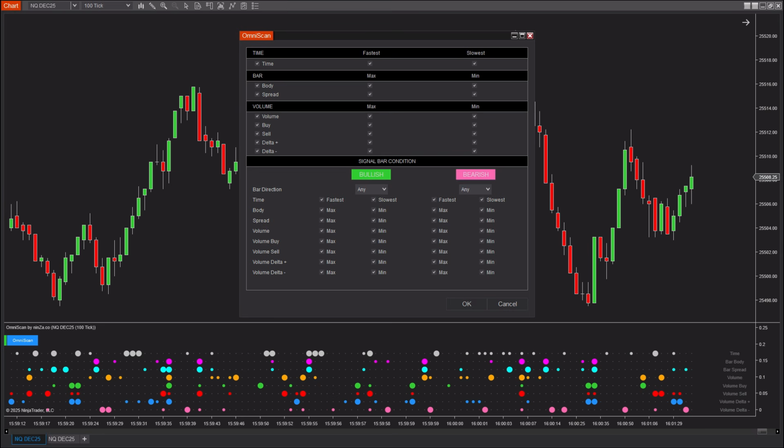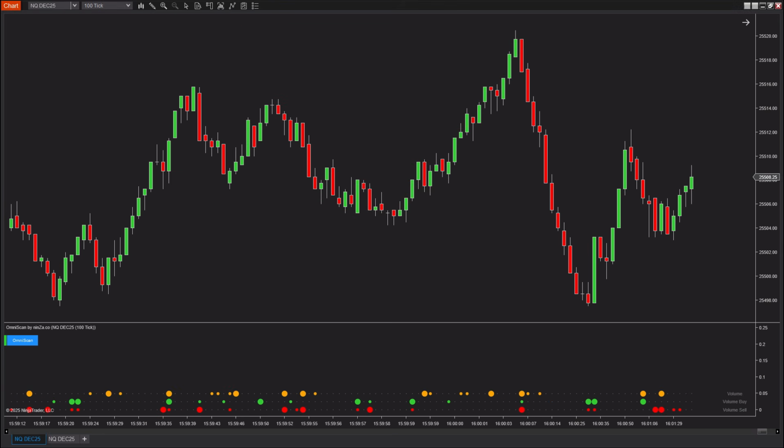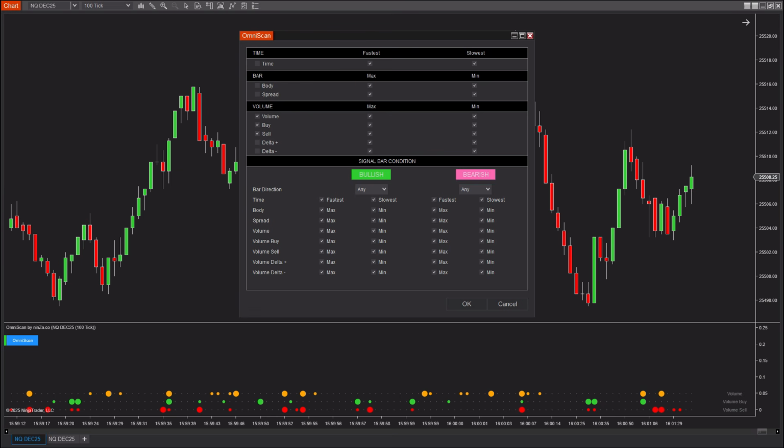Understanding the control panel layout. Once opened, the control panel displays several rows of settings. The very top row allows you to enable or disable the different types of information the indicator provides. Practical example. Let's say that at this moment, you only want to focus on three major components: candle formation speed, candle body size, and spread range.